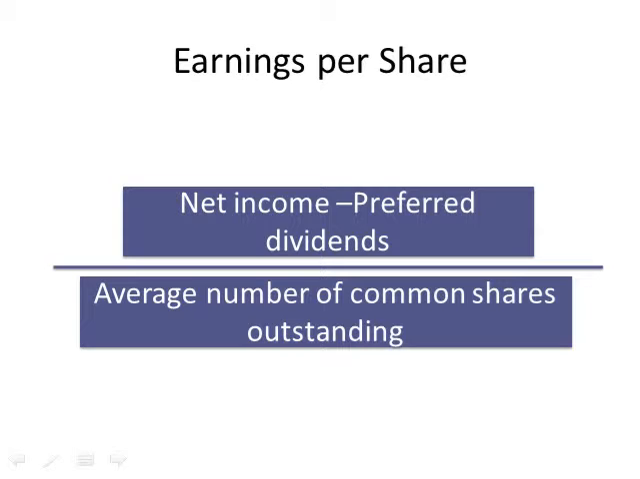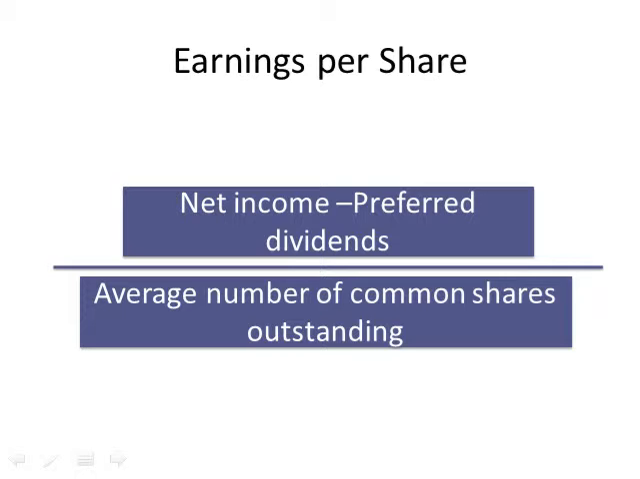And so earnings per share of common stock, or simply EPS, is the amount of net income earned for each share of outstanding common stock. EPS is the most widely quoted of all financial statistics. It's the only ratio that appears on the income statement.